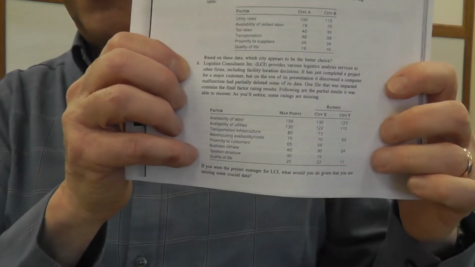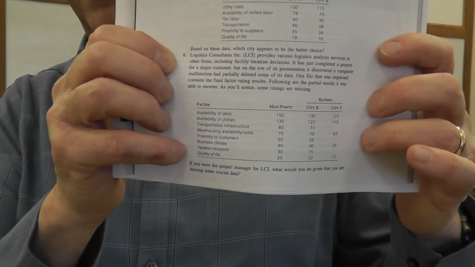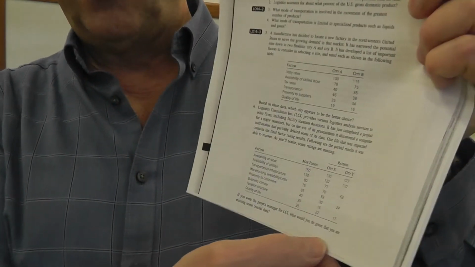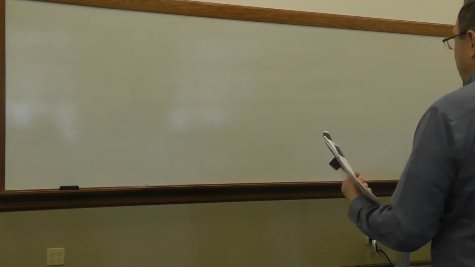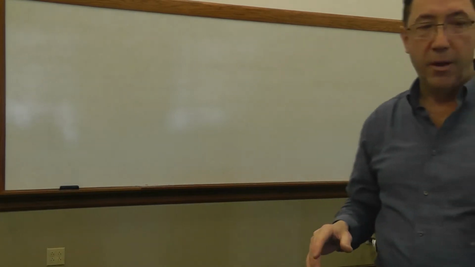You can. One way to do it is to look at, well, if city Y, on those remaining 3 numbers that are missing, if they got the maximum rating, what would their total be compared to city X? And we could crunch that all out, but I would look at this: if they get the maximum rating for transportation infrastructure, they would get 80, and they would gain 7 points over city X.